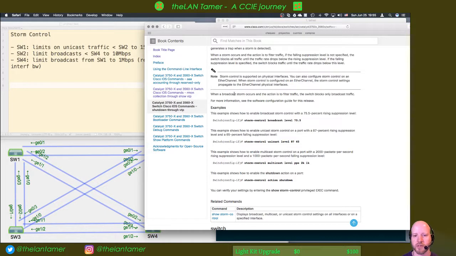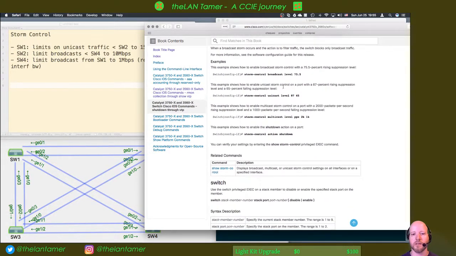Looks like we're talking about thresholds. Without triggering the falling suppression, we set 75%. That's your marker. But we may want it to fall below 60% before we remove the suppression. That's what the falling suppression level is, it sounds like. Storm Control is not supported on physical interfaces. I thought we were configuring this on a physical interface. Oh, it is supported on physical interfaces. You can also configure Storm Control on an EtherChannel. Okay, that's what I thought.